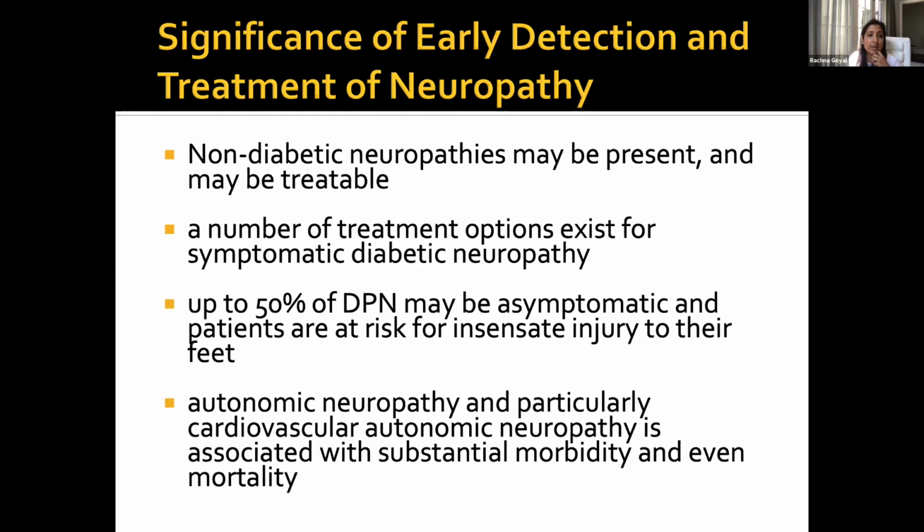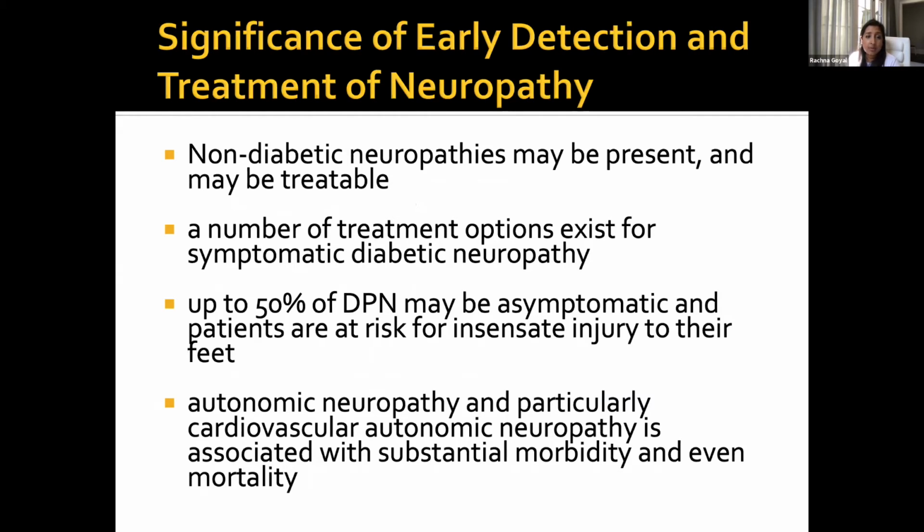And then significance of early detection in the treatment of neuropathy. The other thing you want to remember is you want to rule out any possibility of non-diabetic neuropathies. One thing to remember is patients that are on metformin are also at risk of developing B12 deficiency. So if you have a patient with neuropathy that's on metformin, just check a B12 level to rule that out.